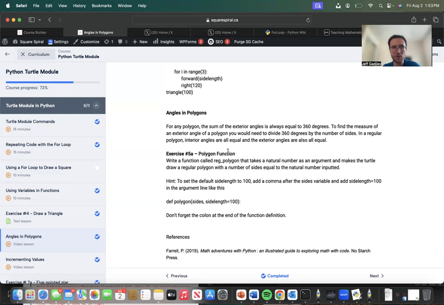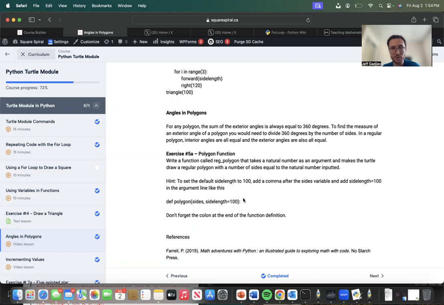So what you're going to try to do now is write a function that is able to draw any regular polygon. Okay, and so you're going to call this function reg_polygon. So this function takes a natural number as an argument and makes the turtle draw a regular polygon with a number of sides equal to the natural number inputted. Hint, to set the default side length to 100, add a comma after the sides variable and add side length equals 100 in the argument line like this.